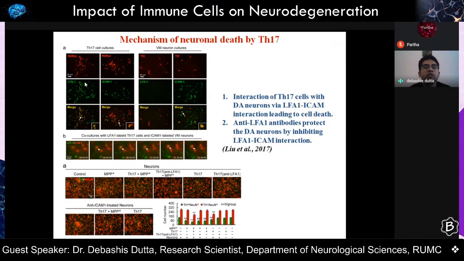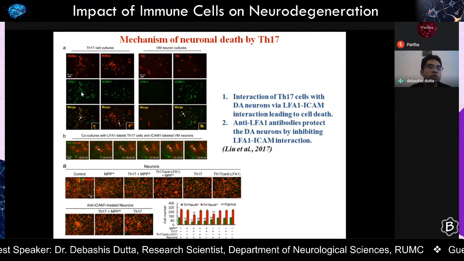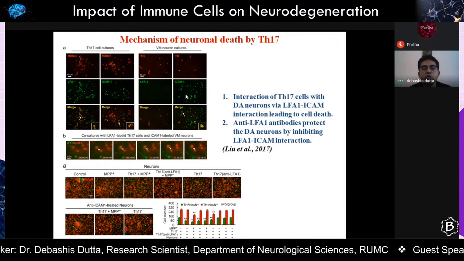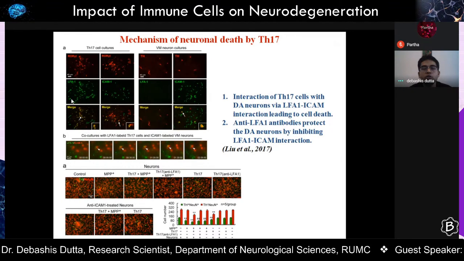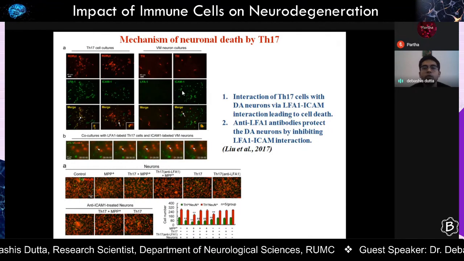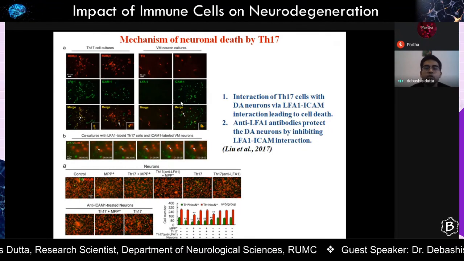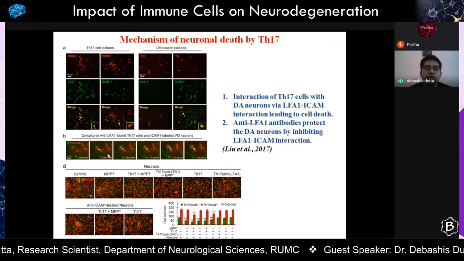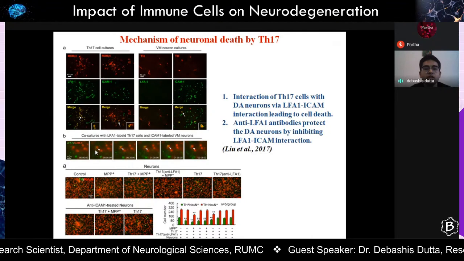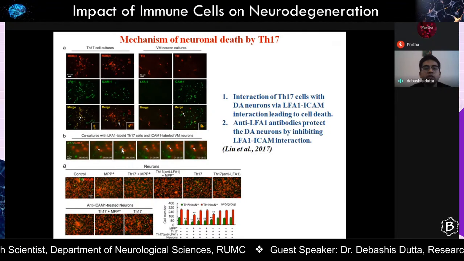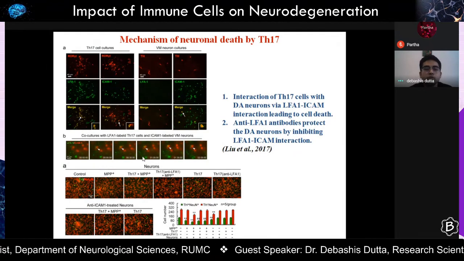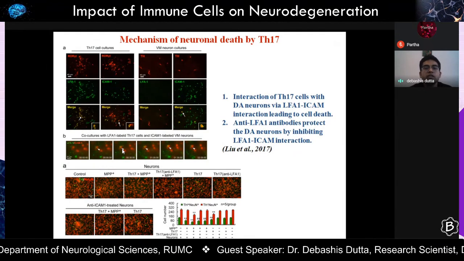So TH17 cells can express both LFA1 as well as ICAM1. On dopaminergic neurons, LFA1 of TH17 cells and ICAM1 of the neurons make connections, or attach. Here, time-lapse confocal imaging has shown that there is an increased binding of TH17 cells to the primary neuron culture, and that mediates the cell death.